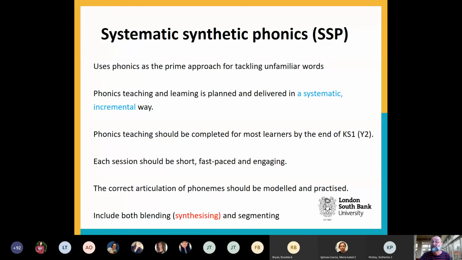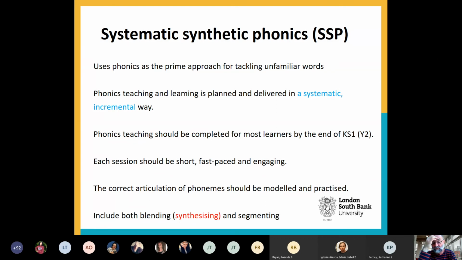In theory, phonics teaching is done by the end of Key Stage 1. This is important. So it might be that you're teaching a Year 3 class or a Year 4 class, and it may be that some learners in that class haven't successfully got through the whole phonics teaching process, and it might mean that they had to do some catching up, and that might be something you have to put in place. The assumption is that most learners will have got through the phonics teaching process by the end of Key Stage 1.